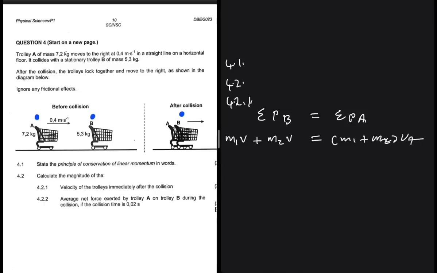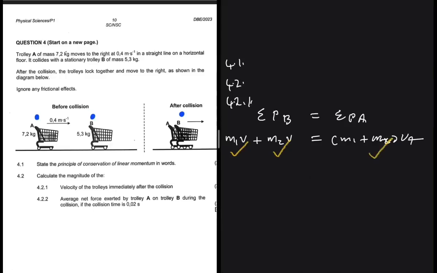If you're confused and can't see what is happening, that is because momentum is equal to mass multiplied by velocity. So this is the momentum for trolley A, the momentum of trolley B, and the momentum as they move together as one unit.